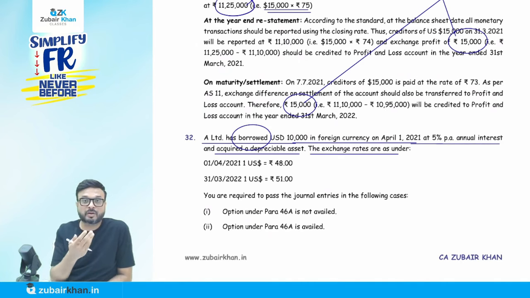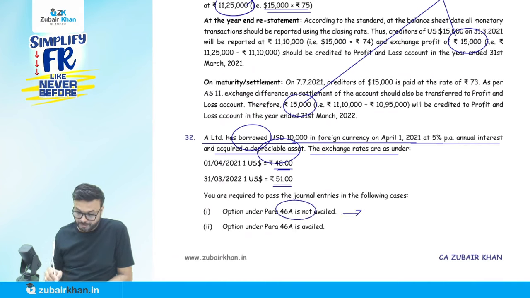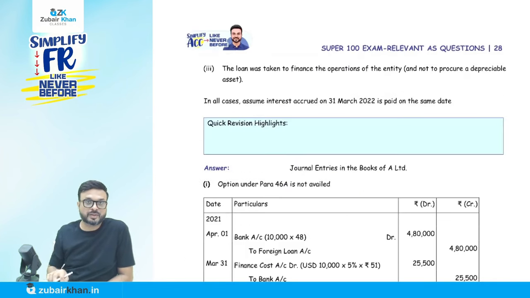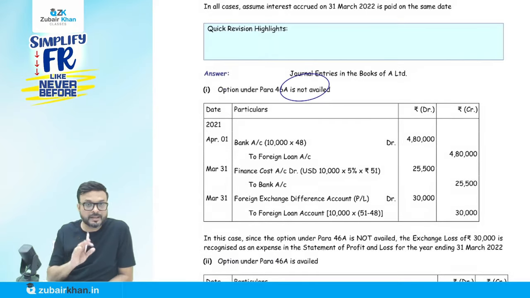Now, why do we borrow? A depreciable asset means PPE. The exchange rate on 1st of April, $1 is equal to 48, and on 31st March 22, $1 is equal to 51. They say you are required to pass the journal entries in the following cases. Under option paragraph 46A not availed, that means P&L. Para 46 availed means adjustment will be done in PPE. Third, I will discuss later. So one by one. If it is not availed, the difference will go to P&L account. So simple. We borrow a loan.